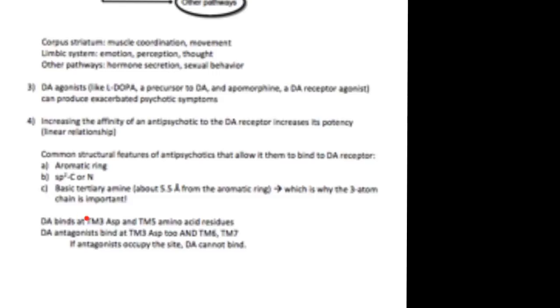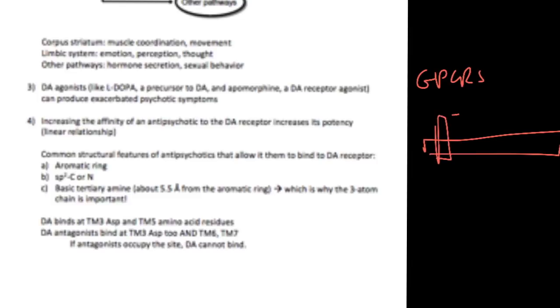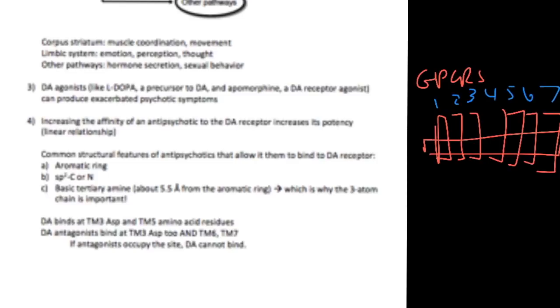Dopamine binds to the aspartate residue in transmembrane 3 and to amino acid residues in transmembrane 5. Remember, the dopamine receptor is a GPCR. GPCRs are 7 transmembrane receptors. 1, 2, 3, 4, 5, 6, 7. So dopamine binds at this receptor, transmembrane 3, and also at this receptor, transmembrane 5.